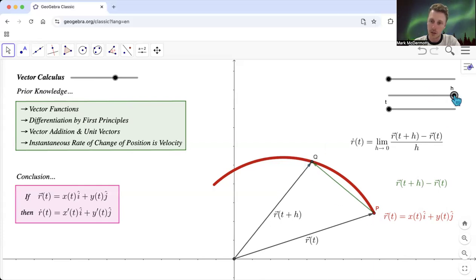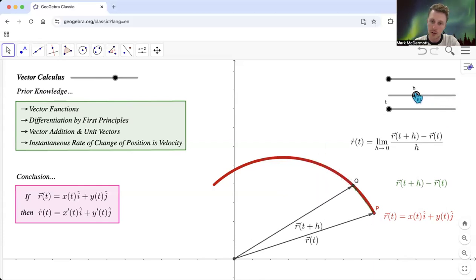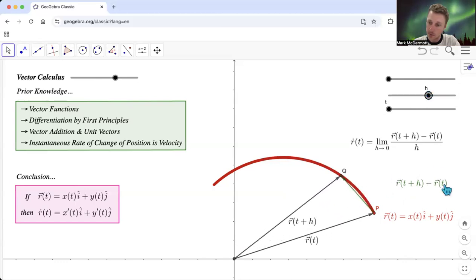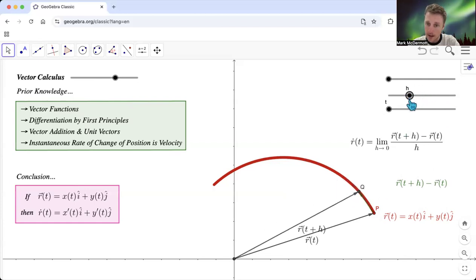So as h gets really small, so we're taking the limit as h goes to zero, this r of t plus h minus r of t, you have to use your imagination a little bit, is going to increasingly point in the direction of being a tangent to the point P. So it's hard to see, but that r of t plus h minus r of t is going to be pointing in that direction as h gets close to zero.